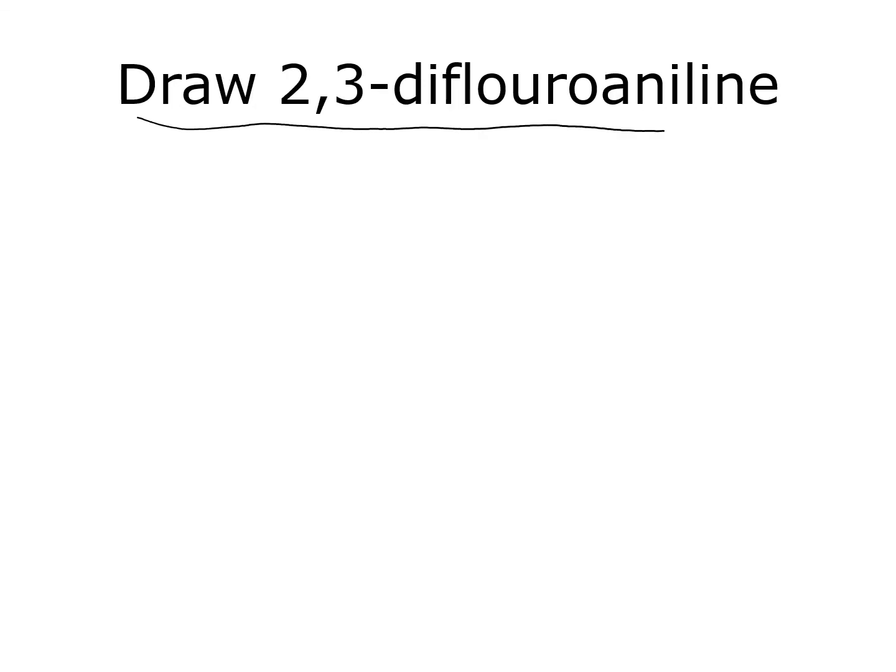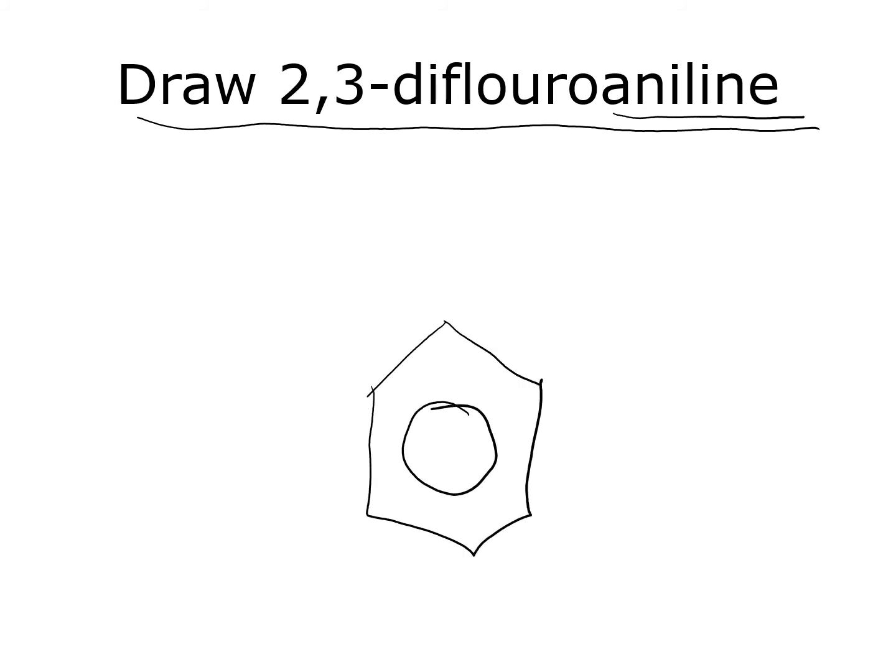Draw 2,3-difluoroaniline. So we're going to start with the parent, which is aniline. Aniline means that we have benzene. And I'm going to draw benzene with a ring in the center, or you could do alternating single double bonds. Either one is acceptable. Aniline means we have that amine attached. So we have a nitrogen with 2 hydrogens attached. And that's going to be carbon 1. So at carbon 2 and at carbon 3, we have fluorines. So I'm going to draw my fluorines attached. So that would be 2,3-difluoroaniline.